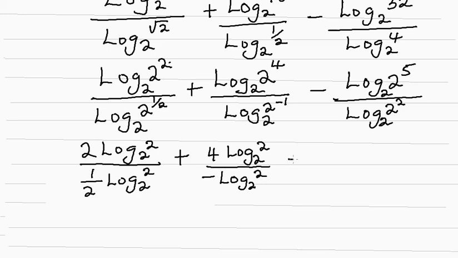Right here, 5 log 2 in base 2, divided by 2 log 2 in base 2. Of course, log 2 in base 2 is 1, because log of the same base is 1. So in the first term I'm going to have 1 times 2, which is 2. Then 2 divided by half. When you divide 2 by half, you have 4. Try that: 2 divided by half, we have 4.